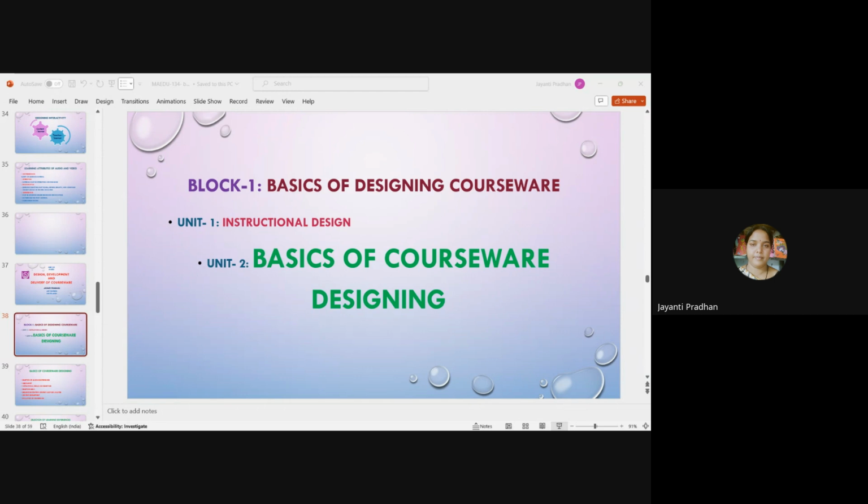Access device means in which way we are accessing that. If it is a print material, then that is the self-learning material. Then parts of self-learning material.